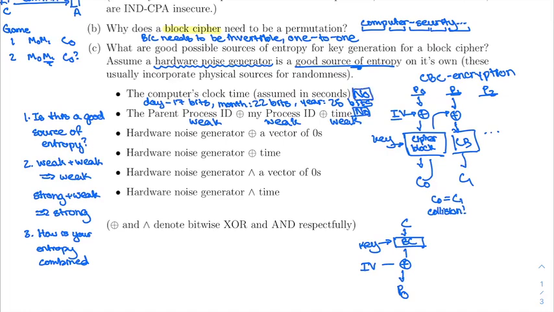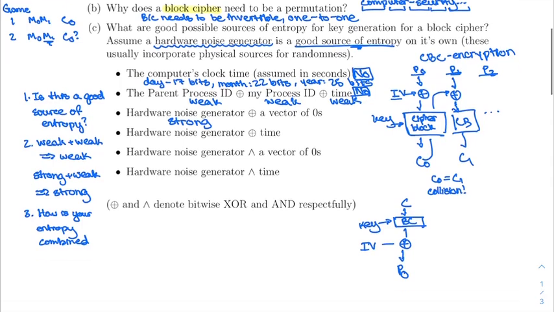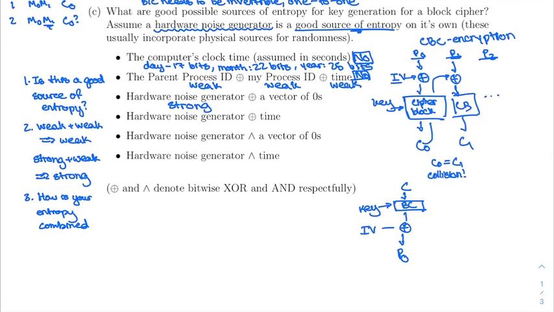So the next part of this should be a little bit faster. We know from here a hardware noise generator is a strong source of entropy, right? Now, we're thrown for a loop with this vector of zeros. Just recall that x XOR 0 is just going to give us x, right? That's one of the properties of XORs.